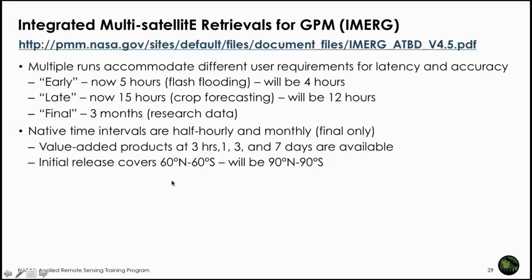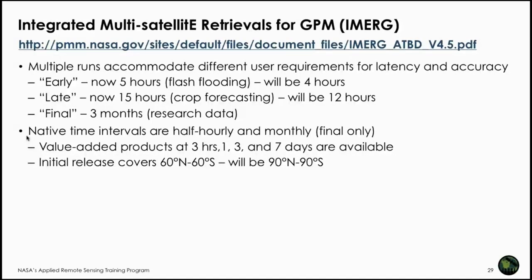And so there are multiple IMERG products available. In near real time, there is about 5 hour latency, but this data can be used for monitoring or modeling flash flooding. Then late data, which have 15 hour latency, and then the final, which has 3 month latency, but has rain gauge data assimilated, and this is research quality data.